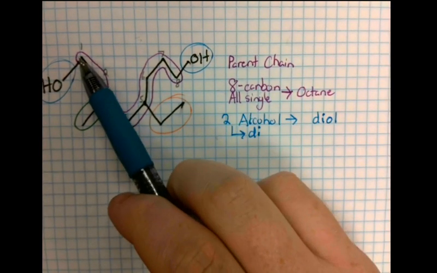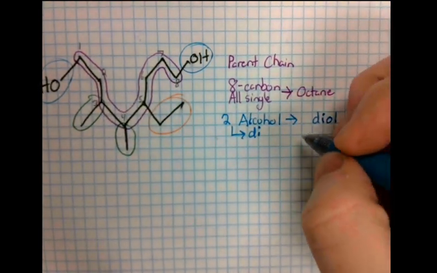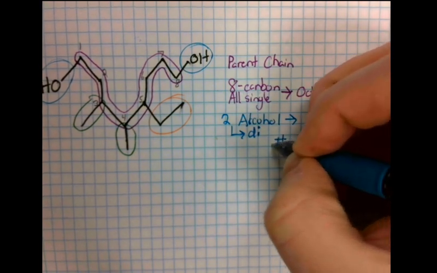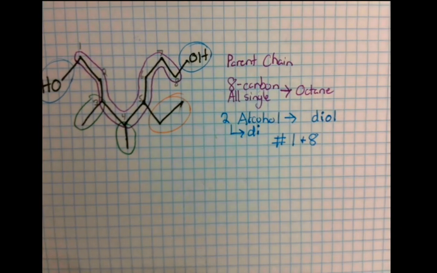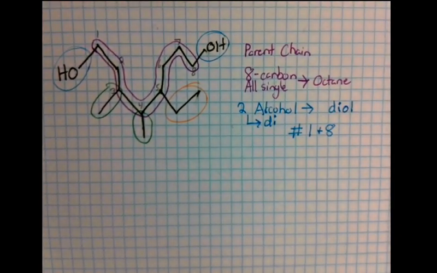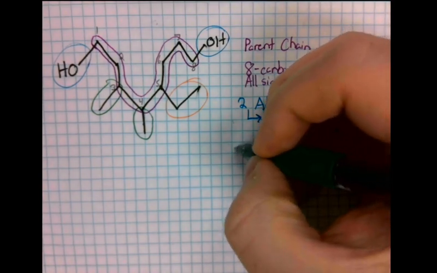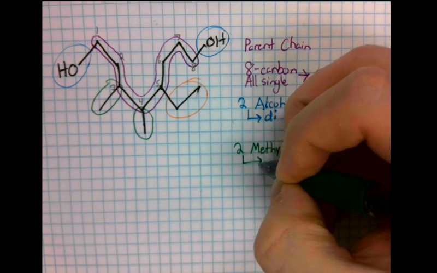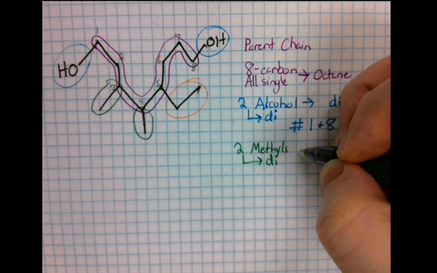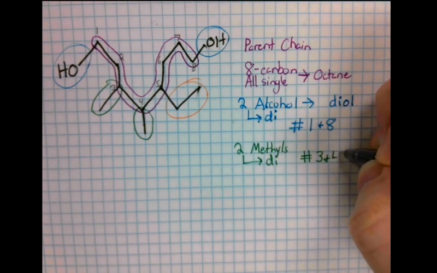We don't normally have to number the position for the first one, but because there's two of them, it might be convenient for us in this case to have them both numbered. So it's on number 1 and 8. Positions 1 and 8 is where alcohols are at. Okay, next we've got our green guys. So these are just one carbon, single carbon chains. So there are 2 methyls. 2 tells us it's going to have di. And so they are on numbers 3 and 4.